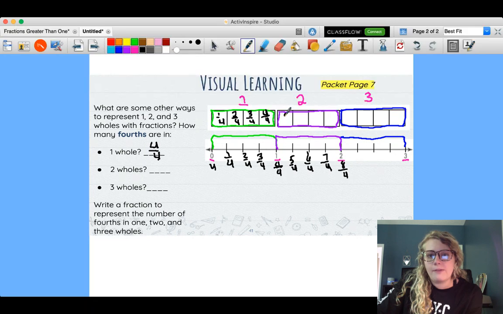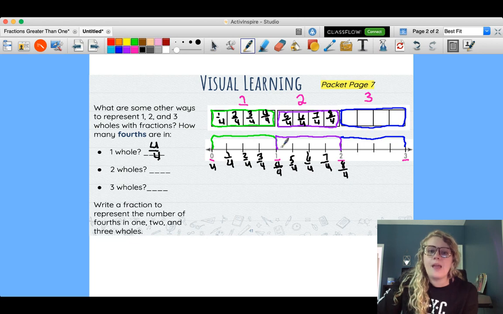Same thing up here. We have 5 fourths, 6 fourths, 7 fourths, and 8 fourths. So at this point, at 2 wholes, if I'm looking at 1 and 2 wholes together, that's 8 fourths all together in 2 of those wholes.